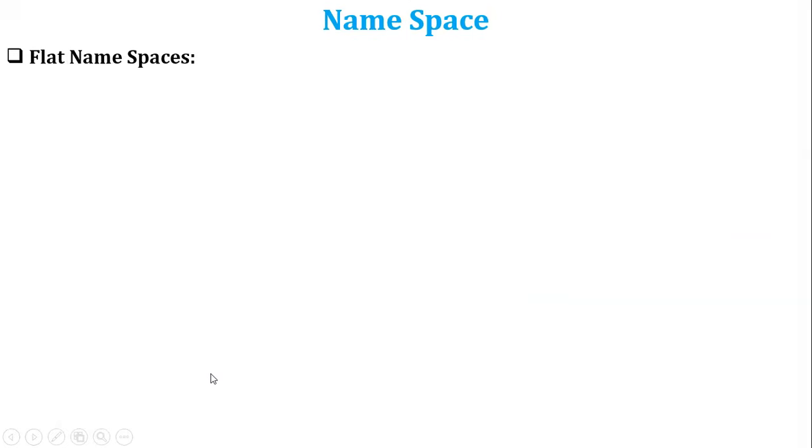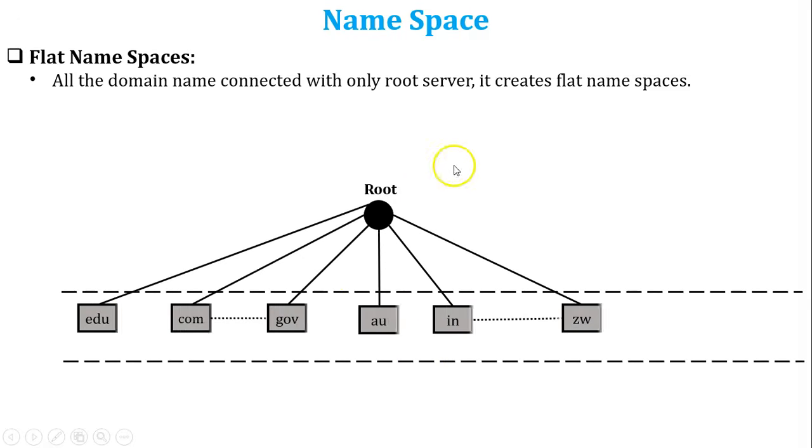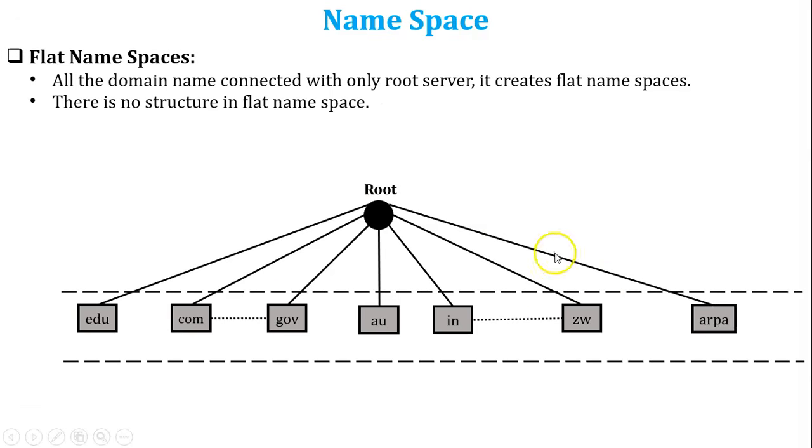The first one is flat namespace. In flat namespace, all the domain names are connected with only the root server. It creates a flat namespace and all the remaining nodes are directly connected to the root node. So that is called the flat namespace. Next, there is no structure in the flat namespace because all the nodes are connected to the root node. For example, if a new node is added in the internet, it is directly connected to the root node.